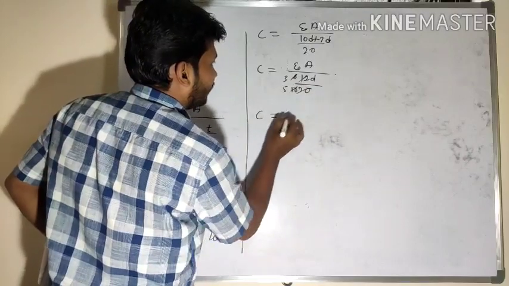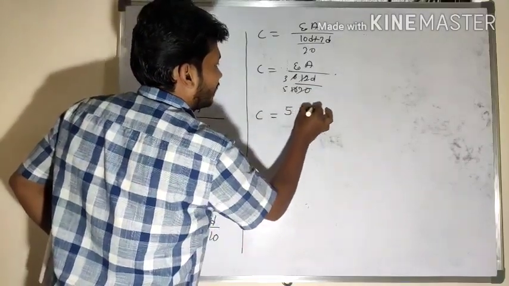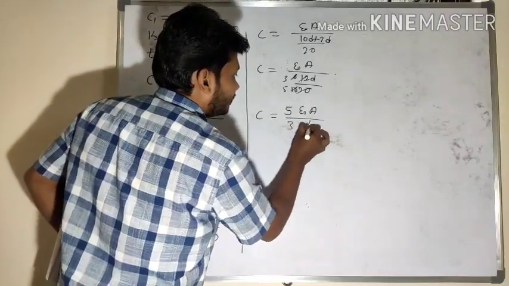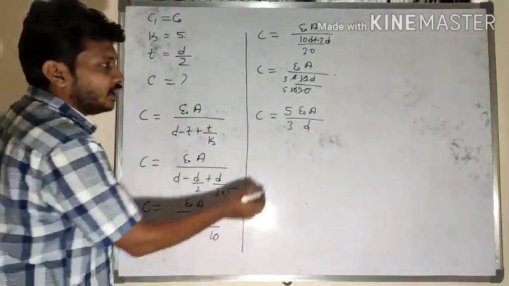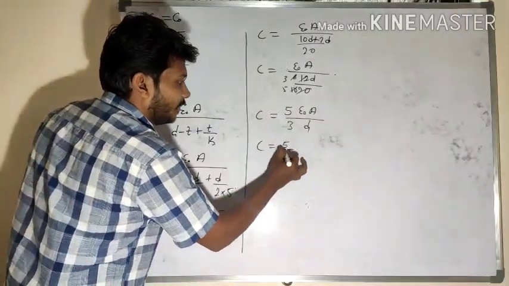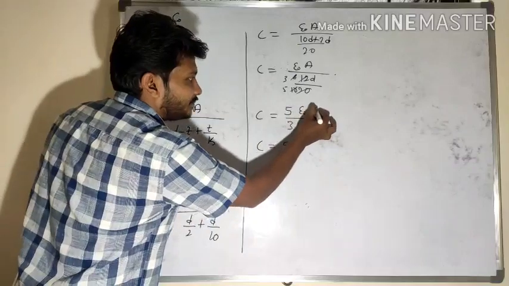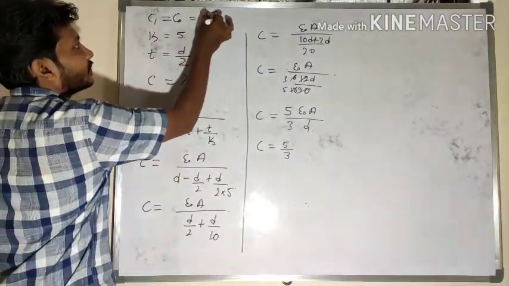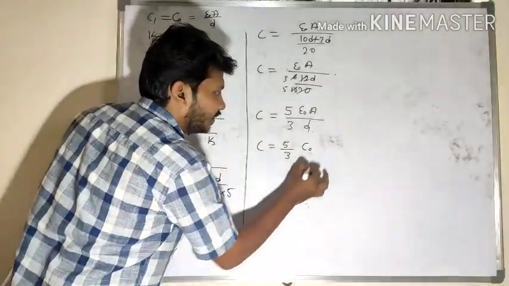So C is equal to what? 5 epsilon naught into A divided by 3 times D here. What is the value here? 5 by 3 epsilon naught into A divided by D. Epsilon naught into A divided by D is nothing but C naught here. So shall I write it as C naught here?